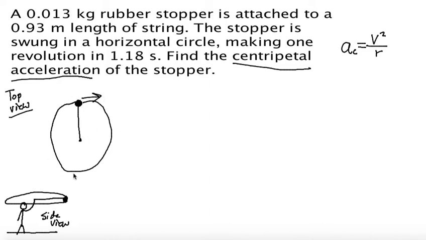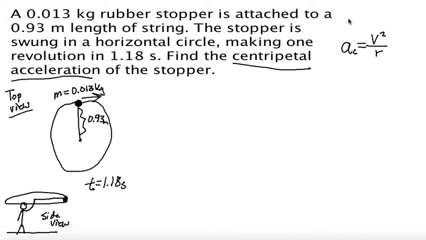So we've got this swinging around in a circle. The only things they tell us are the length of this, which is 0.93 meters, the mass of the rubber stopper, which is 0.013 kilograms, and the time that it takes to make one complete rotation, which is 1.18 seconds. So the question is asking, what's the centripetal acceleration?